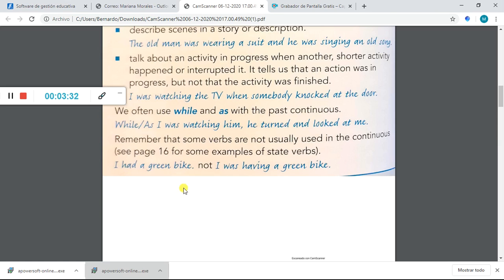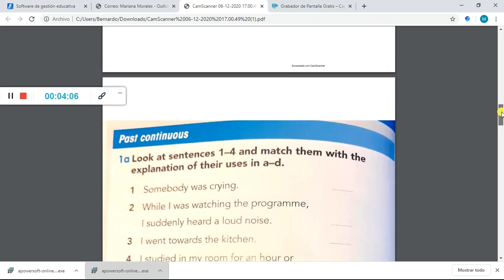Remember the cases of the verbs that are stative verbs like be, have, own, verbs of like and dislike, love, hate, want, or verbs of mental activity like remember, forget, guess. They always go in a simple form, although they can take some time. So, remember also what I told you: after while and as we always use the past continuous, and in the other part it's very probable that we use simple past.